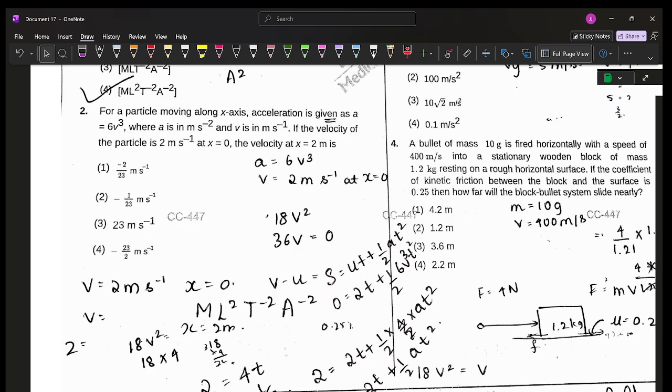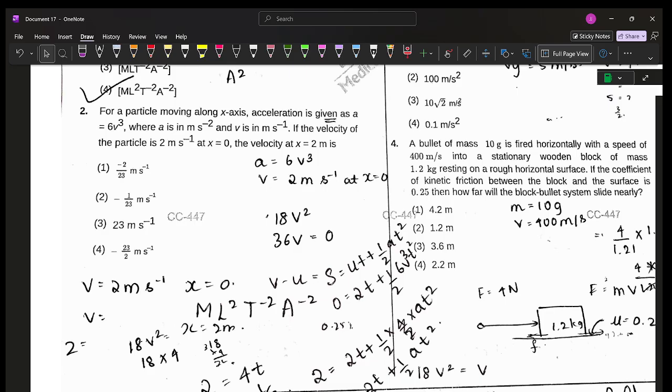And plus 1 by 2, which is equal to 12. So I get minus 1 by v dash is equal to 12 minus 1 by 2, so I'll have 24 minus 1 by 2. So let's see what we have got. Yes, so that is the answer.